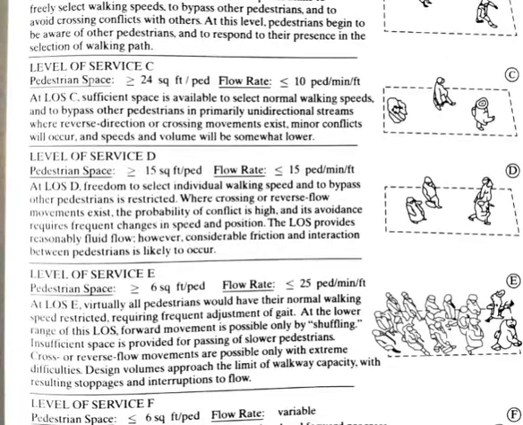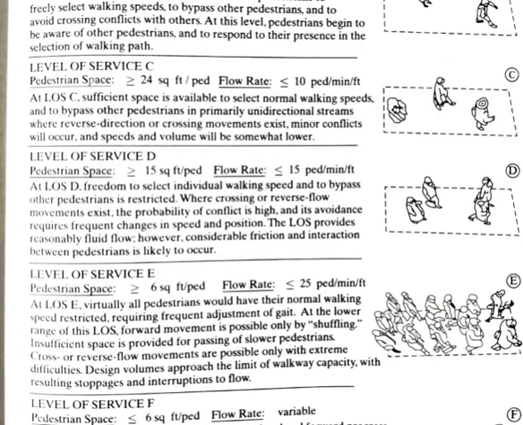Then level of service D. Here the pedestrian space is reduced to greater than or equal to 15 only, and the flow rate is less than 15 pedestrians per minute per foot. At level of service D, the freedom to select individual walking speed and to bypass other pedestrians is restricted. Where crossing or reverse flow movement exists, the probability of conflict is high, and its avoidance requires frequent changes in speed and position. The level of service provides a reasonably fluid flow, however, considerable friction and interaction between pedestrians is likely to occur.